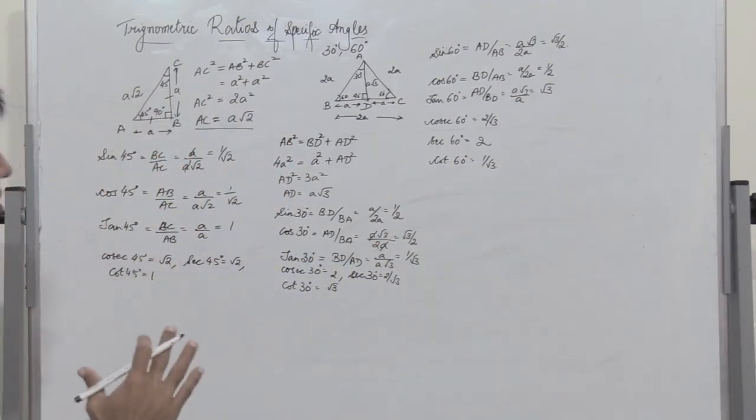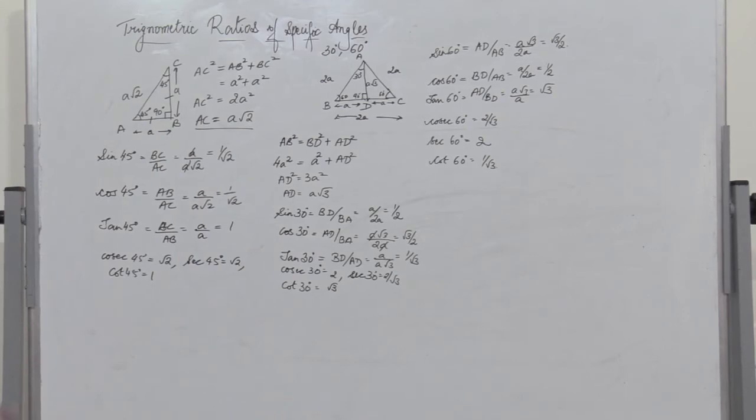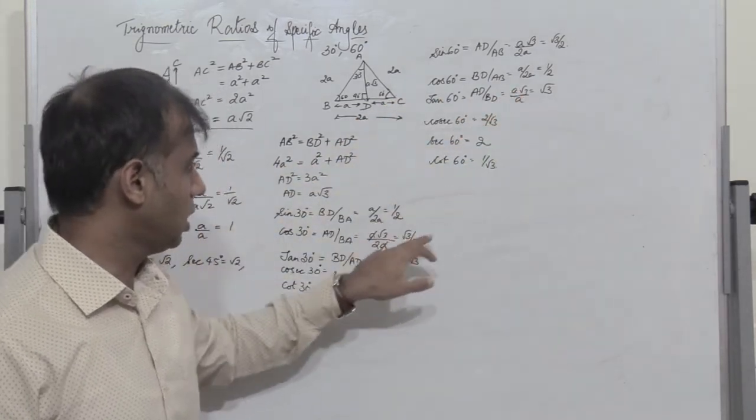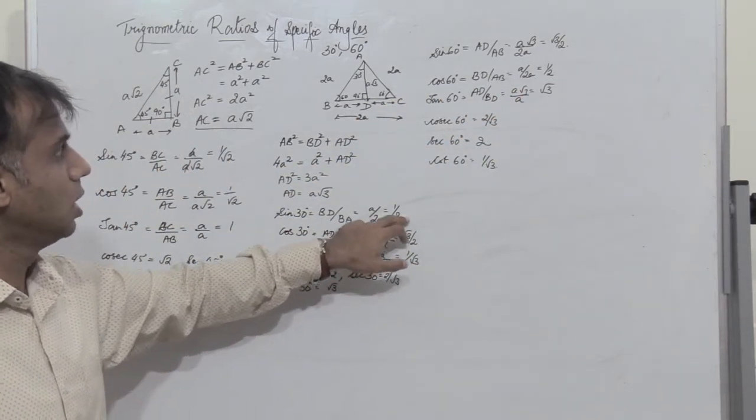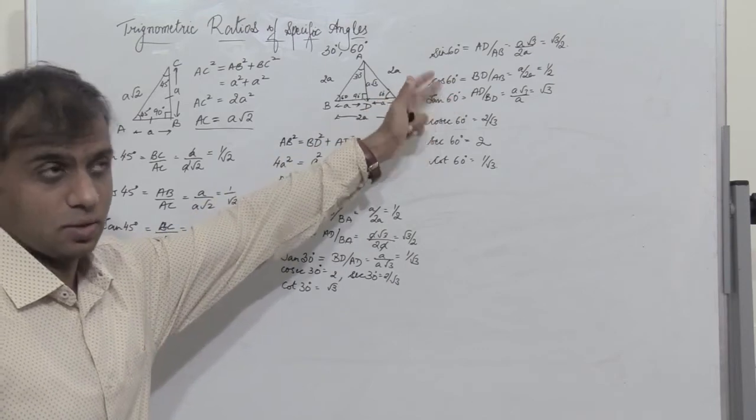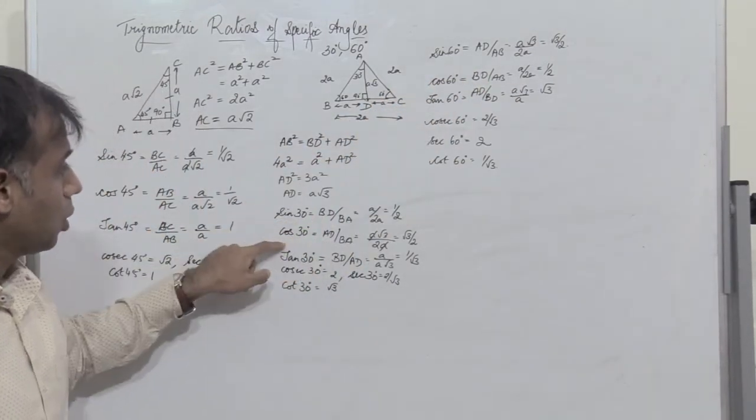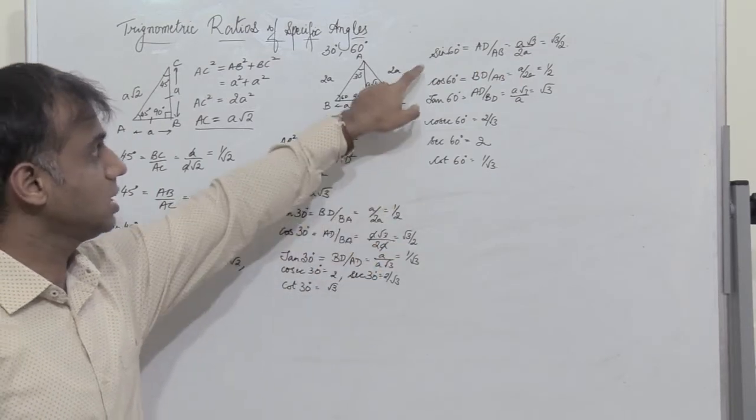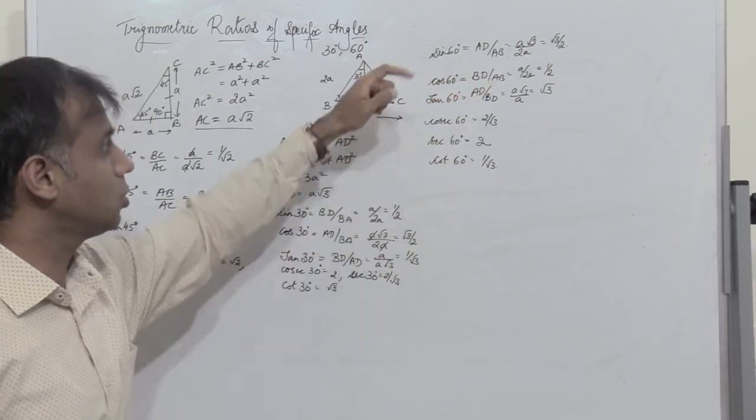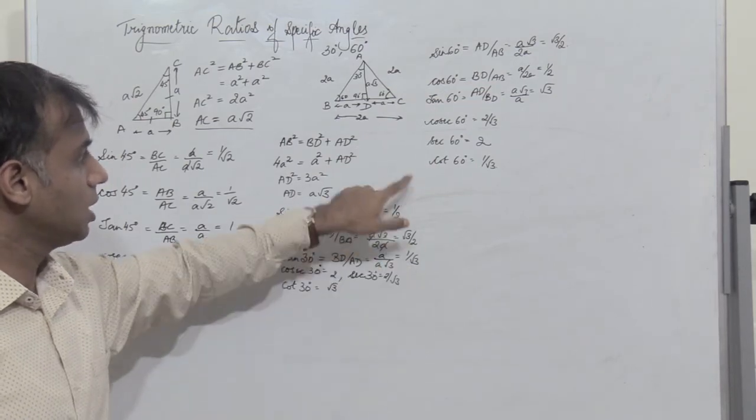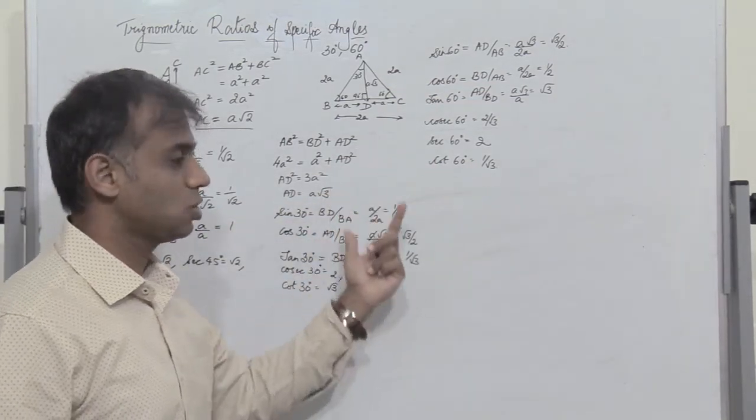Okay, so what are some of the most important things which we can identify? See, if you observe, sine 30 is 1 by 2, cos 60 is 1 by 2. So sine 30 and cos 60 are one and the same. Cos 30 is root 3 by 2, sine 60 is root 3 by 2. So these two are one and the same. Tan 30 is 1 by root 3 and cot 60 is 1 by root 3. So these two are one and the same.